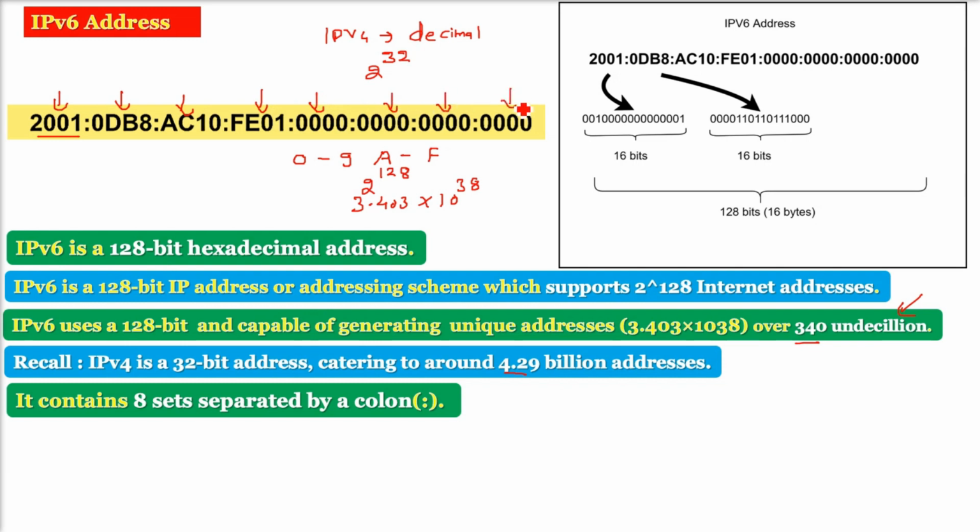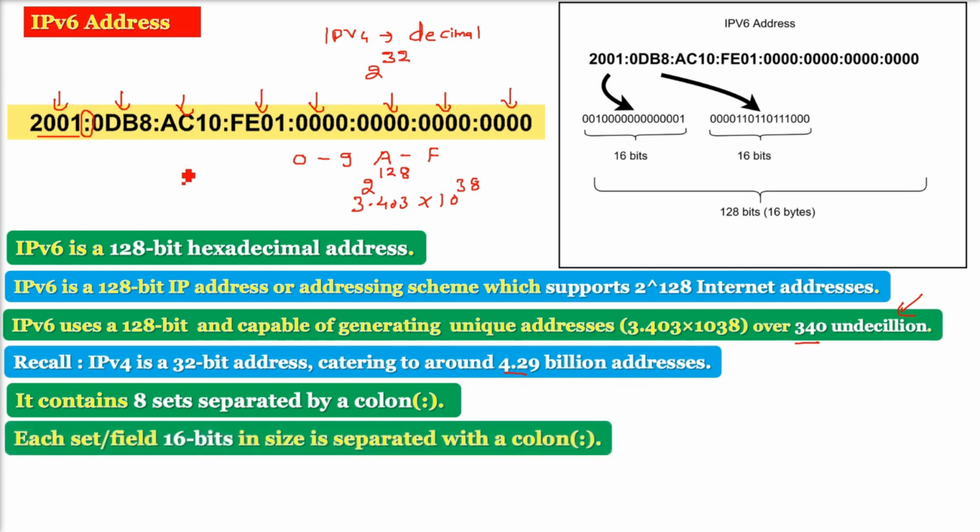So we have 8 sets, 8 fields or 8 groups. How are they separated? They are separated by a colon, that is 2 dots vertically. This is the colon. Each set, field or group is 16-bit. 16, how many are there? 8. 16 times 8 is what? 6 8s are 48, 8 4 carries, 8 1s are 8, 8 1s are 8, 128. The 128-bit has come from there.